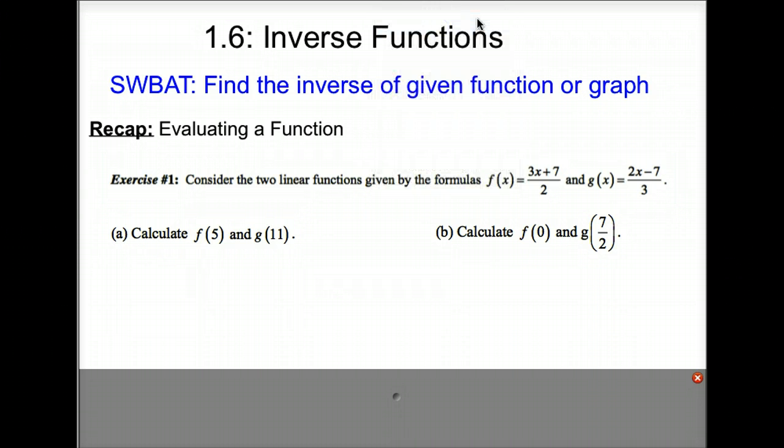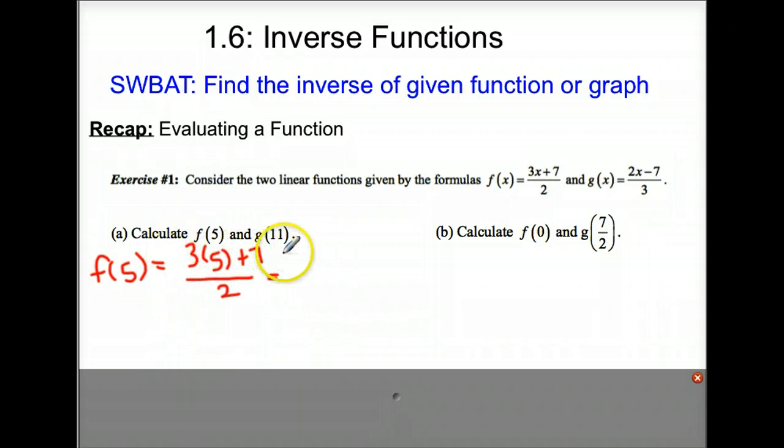So f of 5 meaning I'm using my f function, which is right here, and wherever I see x, I'm going to put 5. So f of 5 is equal to (3 times 5 plus 7) over 2. 3 times 5 is 15 plus 7 is 22 divided by 2 is 11.